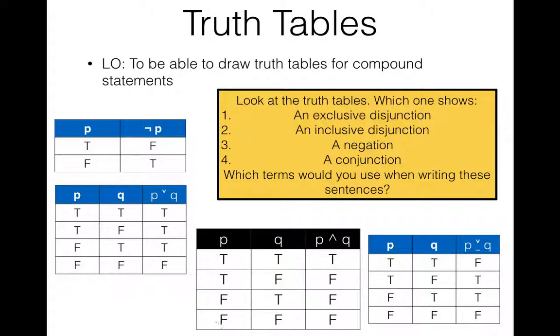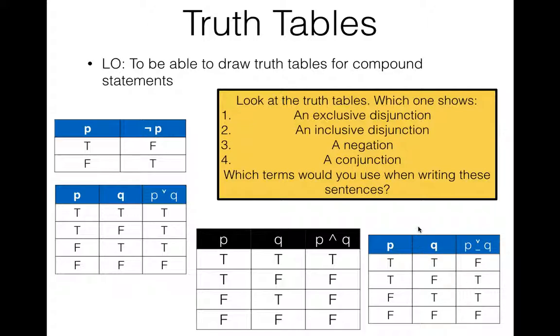This table here is the conjunction table. So this is our and, P and Q. The only way for a conjunction to be true is if both of the statements are true. So if P is true and Q is true, then the conjunction is true. But if just one of them is false or both of them are false, then the conjunction is false.